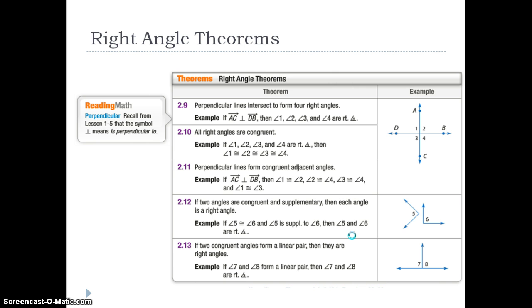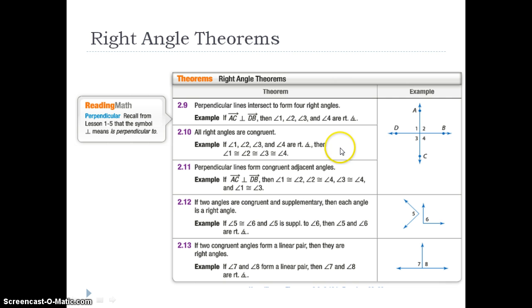We also need to go over some right angle theorems. First, perpendicular lines intersect to form 4 right angles. So if line AC and line DB are perpendicular, that means that angles 1, 2, 3, and 4 are all right angles. Notice that this symbol right here means perpendicular.